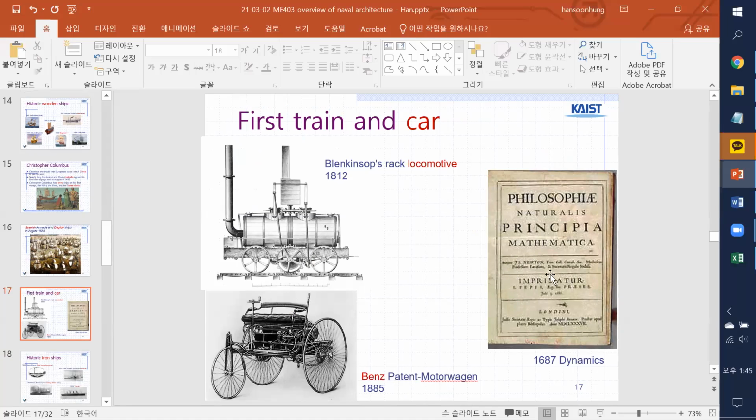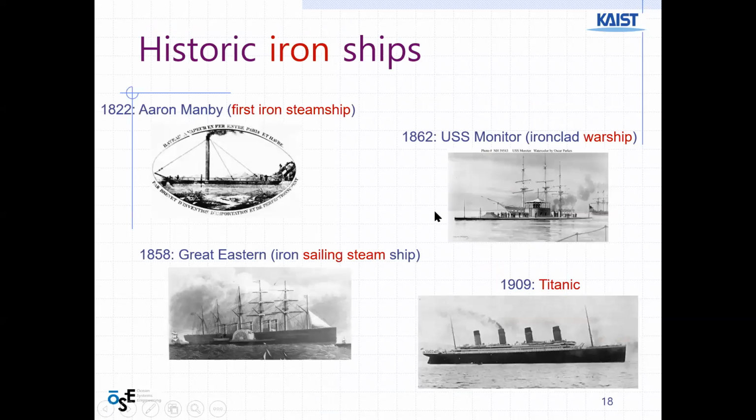And also Newton published the famous book Principia Mathematica. This is about the dynamics of the motion of objects. And then it comes with iron ships after the wooden ships.